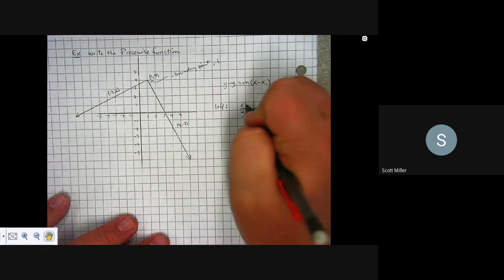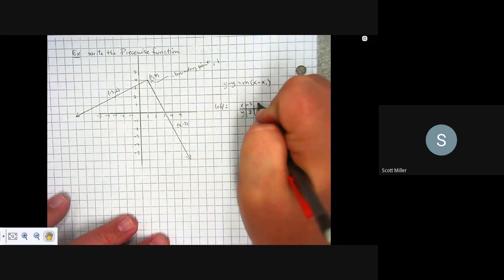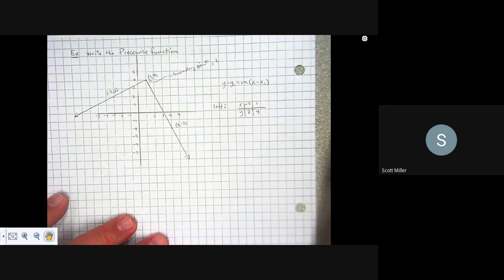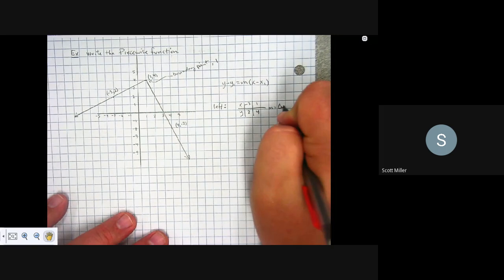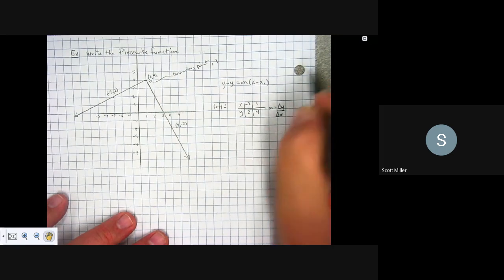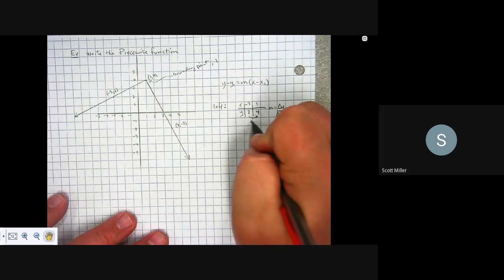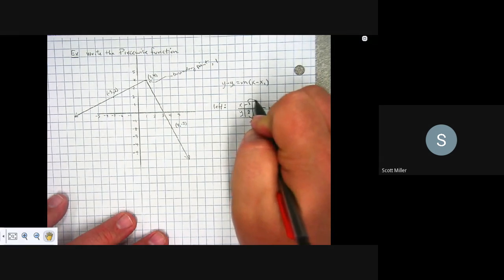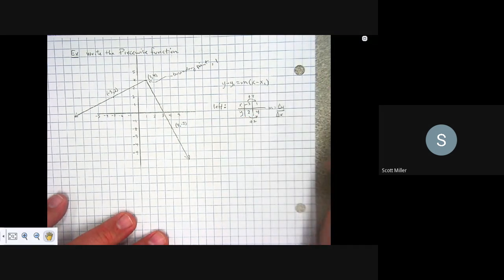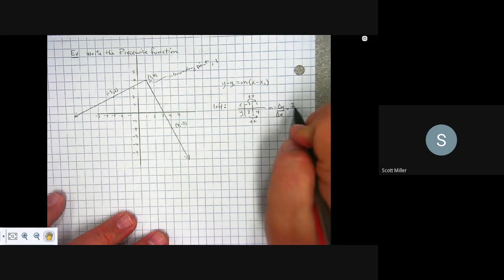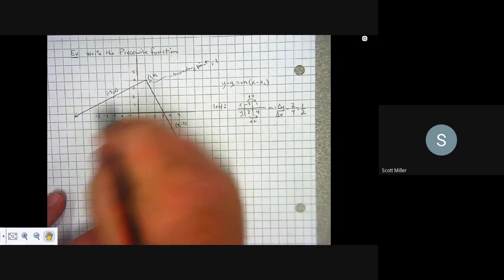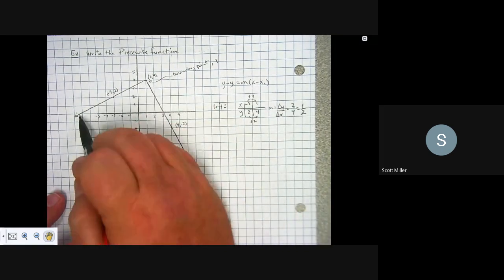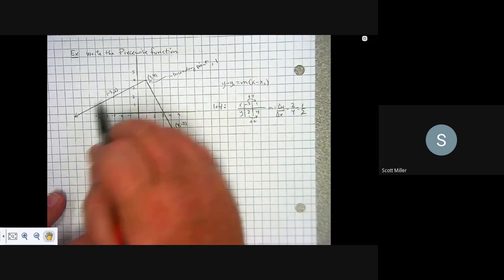I have the point -3, 2, and the point 1, 4. We're looking for the slope. So my slope is, remember, the change in the y's over the change in the x's. Here the y change is +2. The x change, be careful here, is +4. And so then I get 2/4 or 1/2. So the slope of this line is 1/2, and it should be positive because it's going upwards.